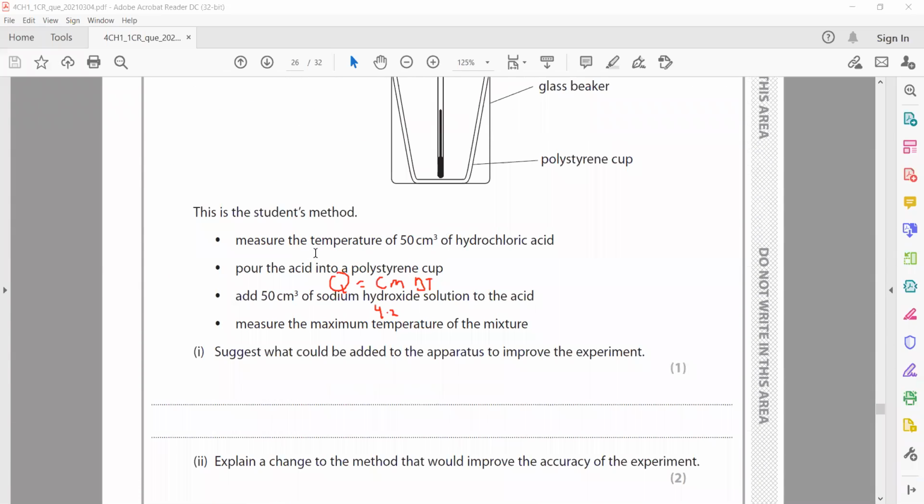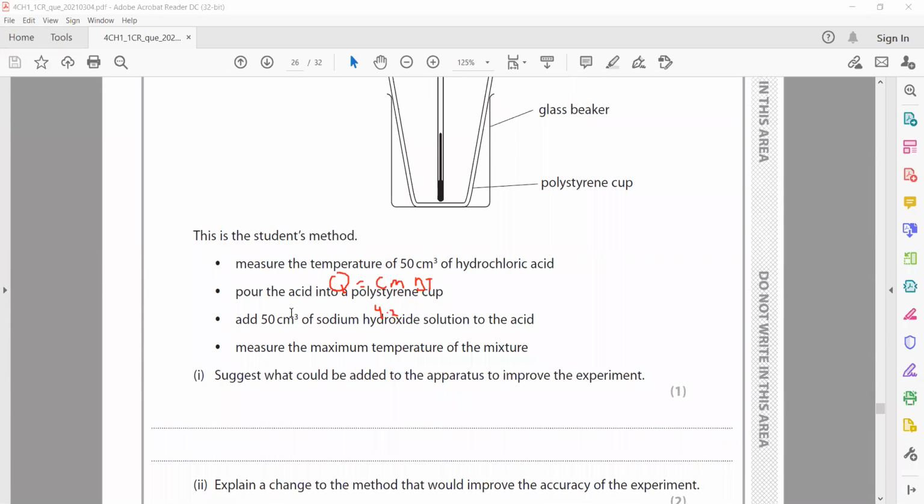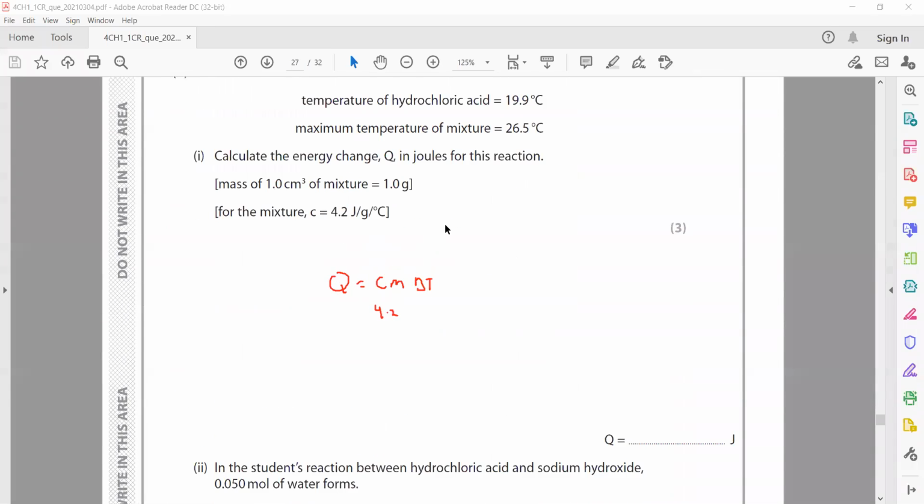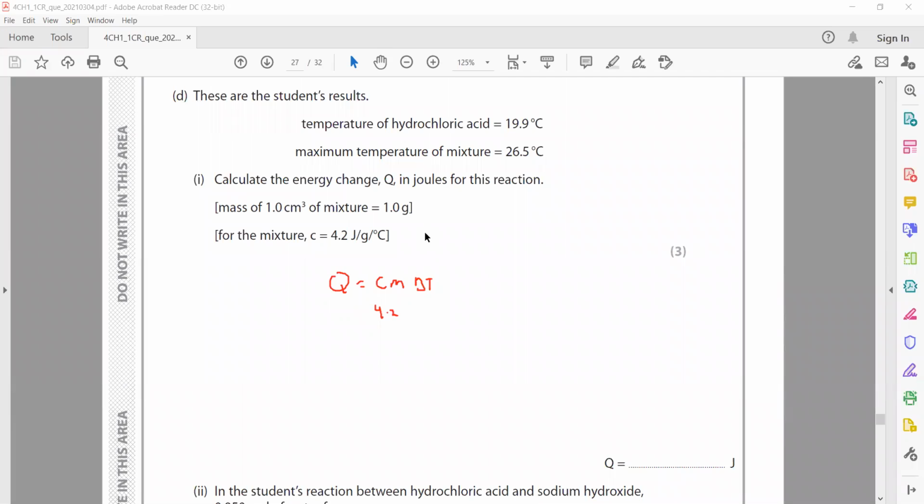in the beginning. Measure 50 cm cube of hydrochloric acid. We assume the density is 1 gram per cm cube, which is for pure water. So if we have 100 cm cube of a solution, it means it will be 100 grams, and the temperature change will be 26.5 minus 19.9. We multiply all these factors to get the energy, which is 2800 joules.